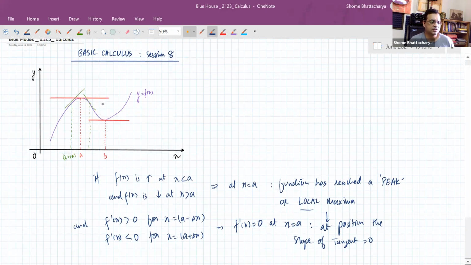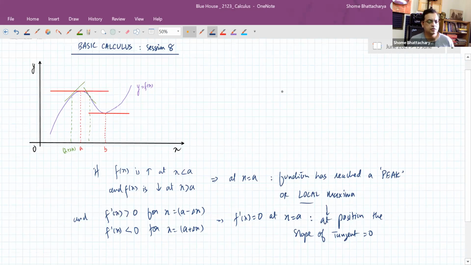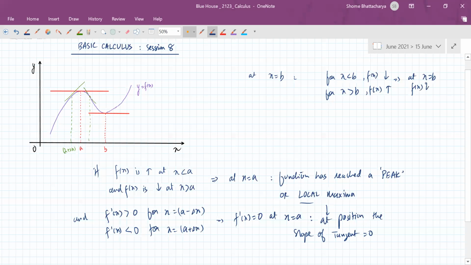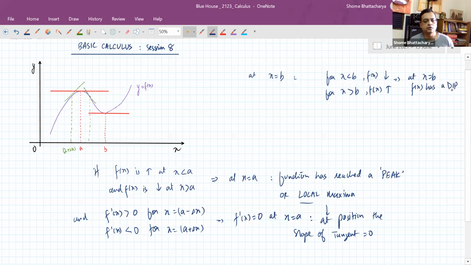Whereas now if you similarly investigate what is happening at the point b, you can see that at the point x equal to b, for x less than b, the function was decreasing. For x greater than b, the function is again increasing. So at x equal to b, the function has a dip point. So that is what we call the local minima point.